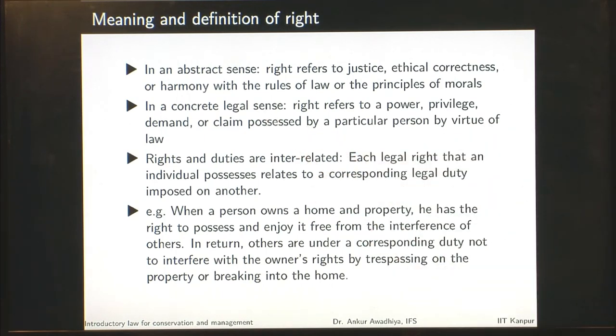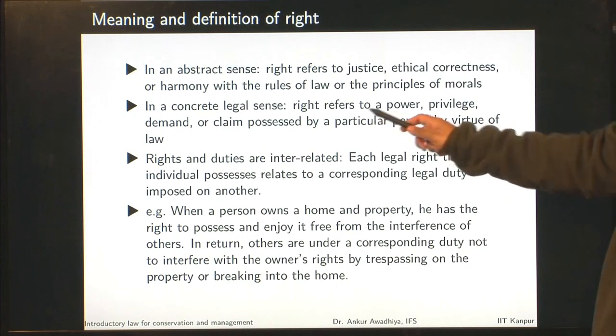So, right refers to a power, privilege, demand or claim possessed by a particular person by virtue of law. So, in the concrete legal sense, right is a power. What is power? Power is the ability to make somebody do what he or she does not want to do. For instance, if everybody wants to encroach upon your property, then the right is the power to ensure that people are not able to encroach into your property. Even though everybody wants to come and have a share of your property, if you have the right, then you have the power to stop these people, to make them go away, which they do not want to do themselves.